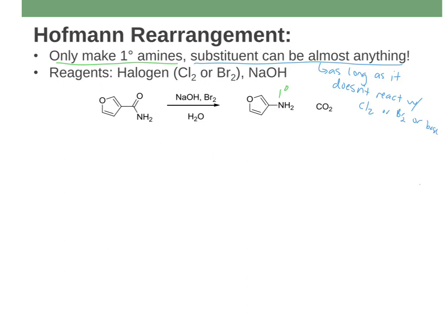Right, so if your R group had an alkene on it or something like that, you might be worried about brominating that alkene. Or if your R group had a carboxylic acid on it, you might be worried about it reacting with OH. So you just want to keep that in mind.